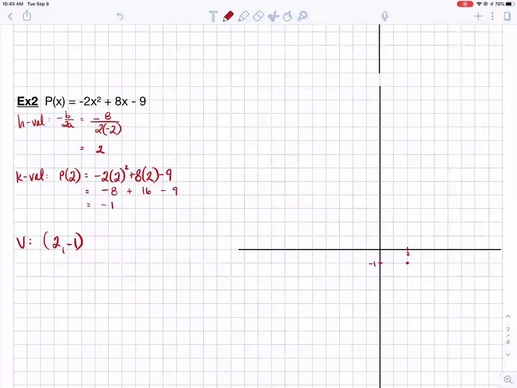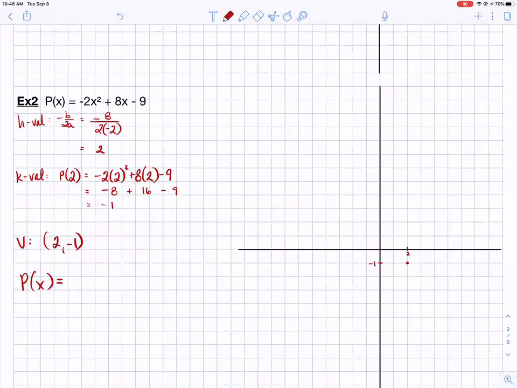Okay. So this is going to be P of X. What are the three pieces you got to have to be able to write your vertex form? The H and the K, so I have those. And what's the third piece? My A value. Look at your original equation. What's your A value? -2. So that's handed to you. You don't have to do any work to find your A value.